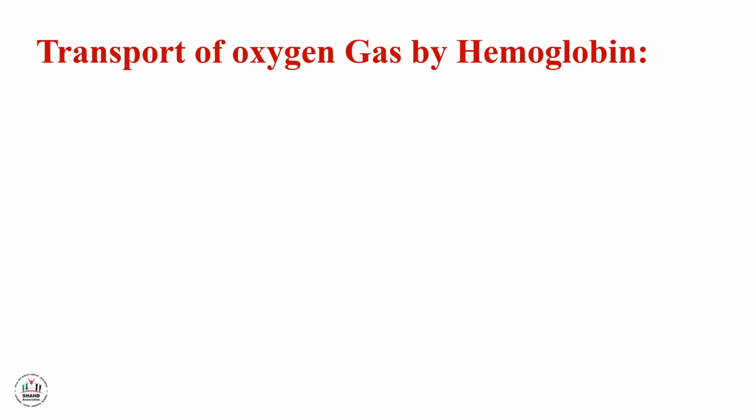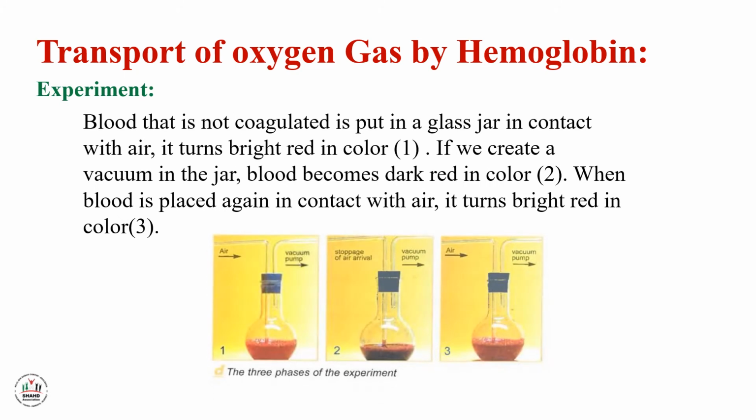Transport of oxygen gas by hemoglobin. Experiment. Blood that is not coagulated is put in a glass jar in contact with air. It turns bright red in color, number 1. If we create a vacuum in the jar, blood becomes dark red in color, number 2. When blood is placed again in contact with air, it turns bright red in color, number 3.